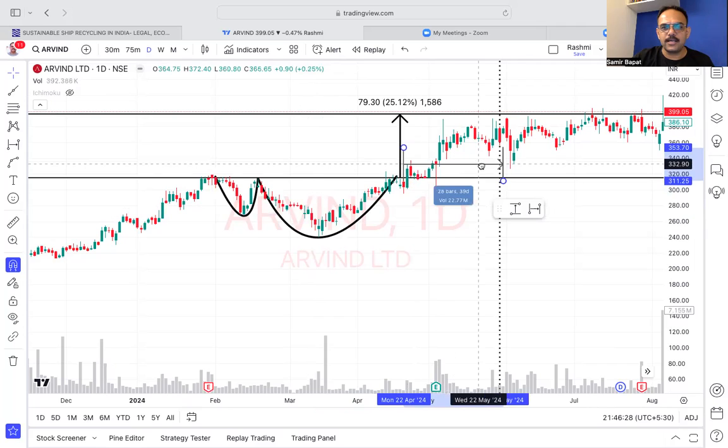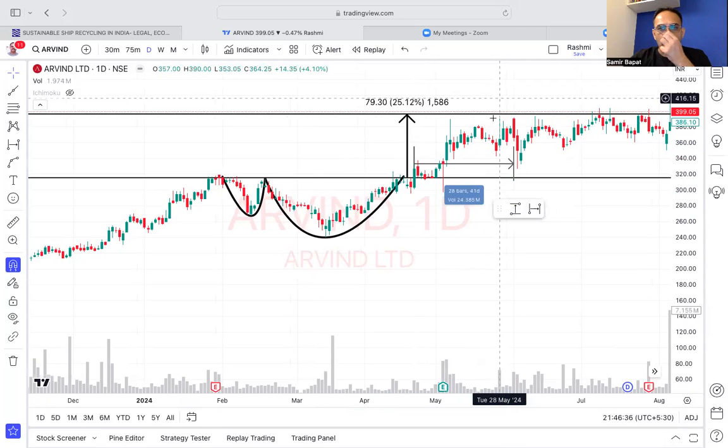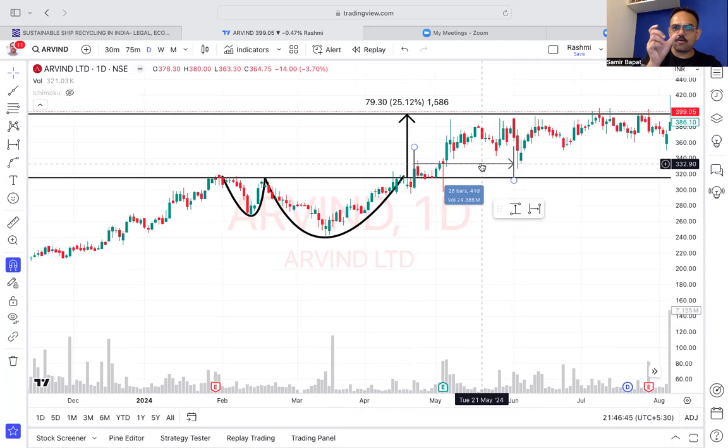Let's keep it here at the place of breakout. And you will see that almost within 28 days, it reached the target. So half of the consolidation time. Okay, half. That's good. It depends on how much time it took to consolidate. So that much or a little less than that it will take, that is a rough estimate.